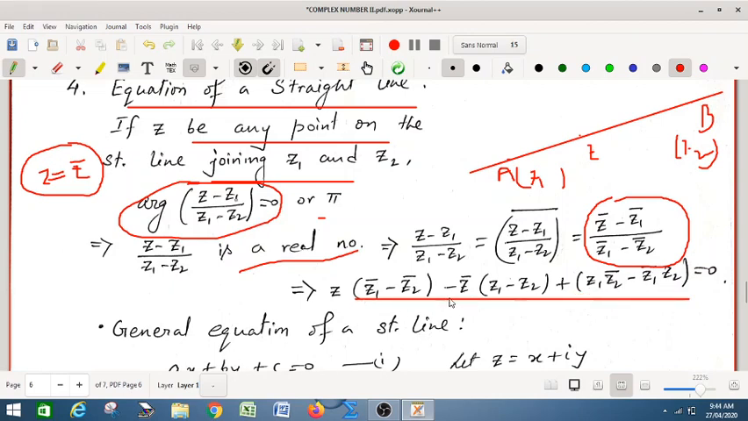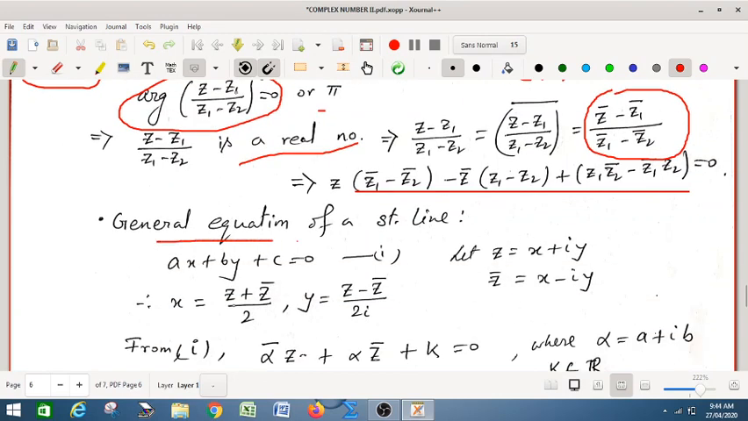This will give you the equation of the straight line. Look at that, it's very simple, nothing to remember. Just remember that you take a line Z1, Z2 and any point Z, write this ratio, the argument of this, and this is a real number, and then some manipulation will get this equation.